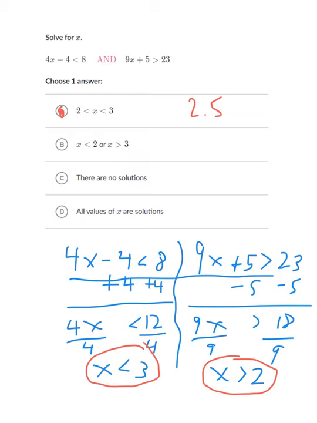So when you have an and, your solutions have to work in both inequalities. If they work in one inequality, that's not enough. They got to work in both. And this is called a compound inequality.